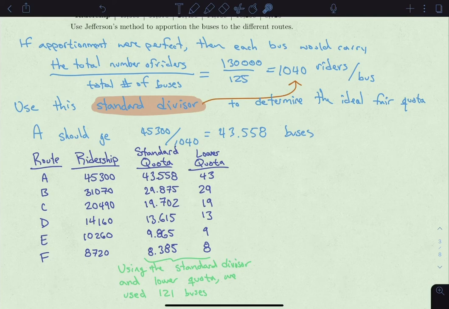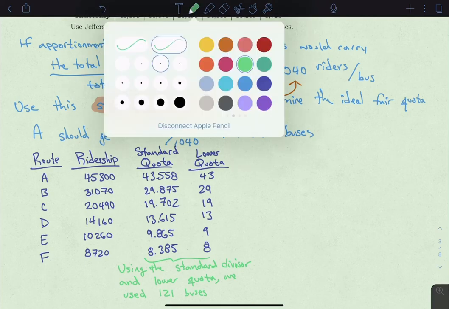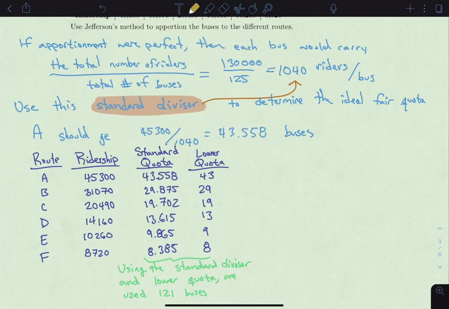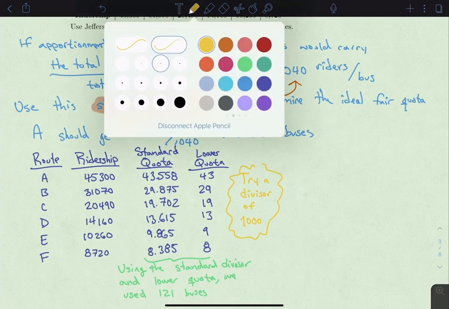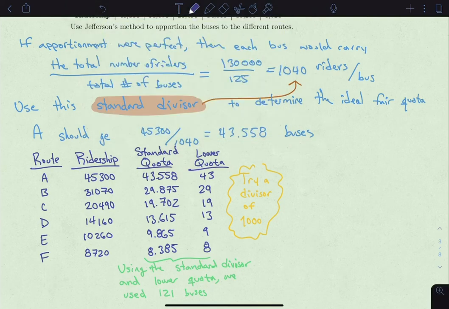So here's some filler. You're just like, try a divisor of 1,000. Not 1,000 factorial, let's just do 1,000. So then you'll have a new column for quotas. So this will be kind of like a modified quota because we modified the divisor.